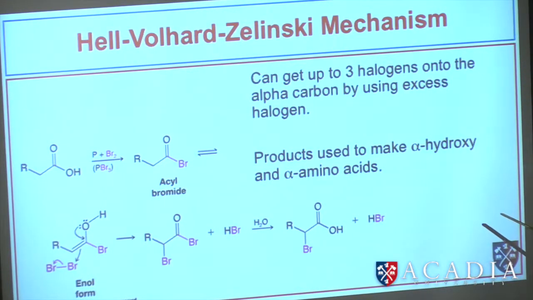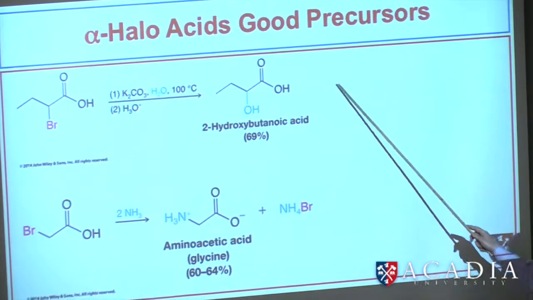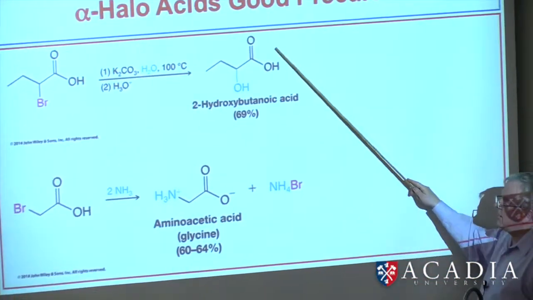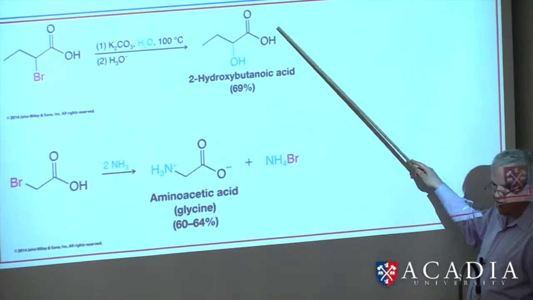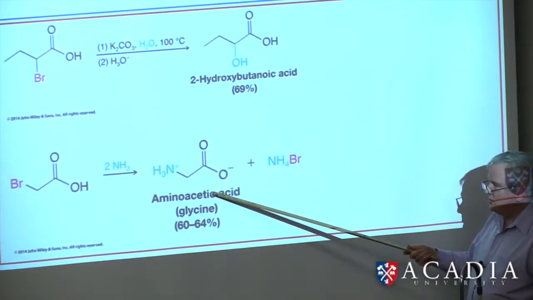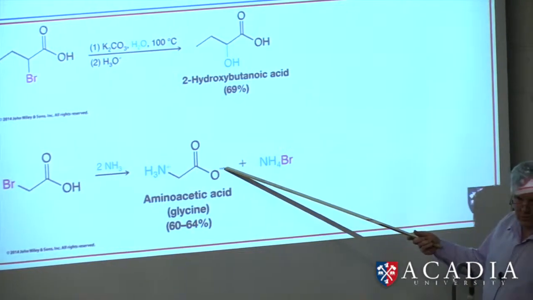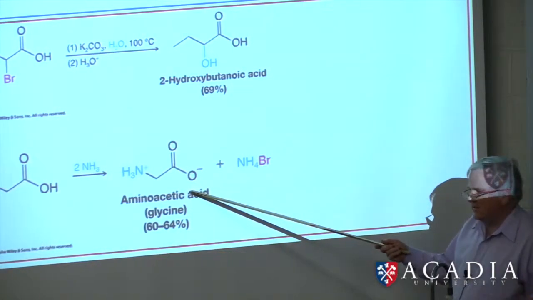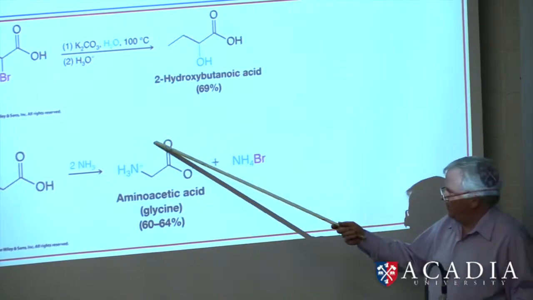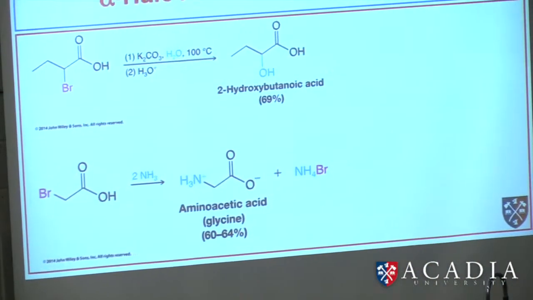These things are useful because we can use them to make alpha hydroxy acids, which the cosmetic industry makes a lot of. They use them for chemical peels and stuff. And also we can use it to make amino acids. And we can make different amino acids through this. We probably would never use this reaction to make glycine. Glycine is cheap. You can get it from biosources. But you can do that reaction.